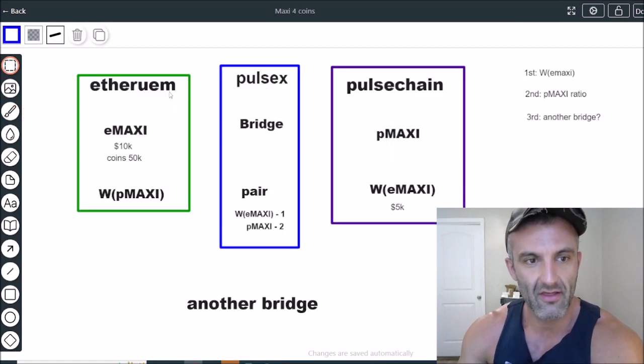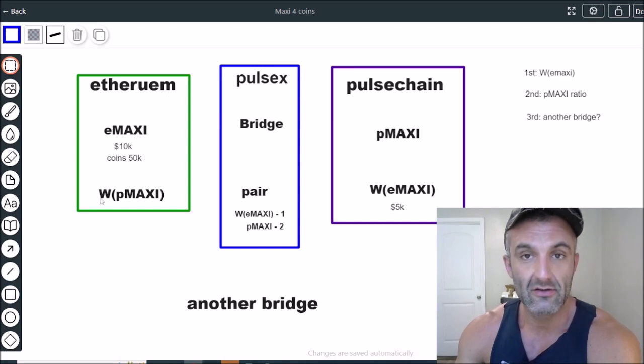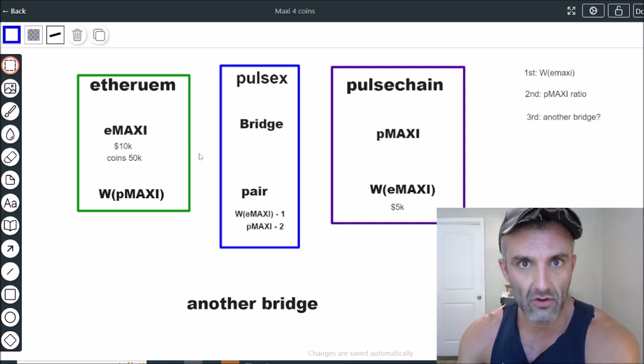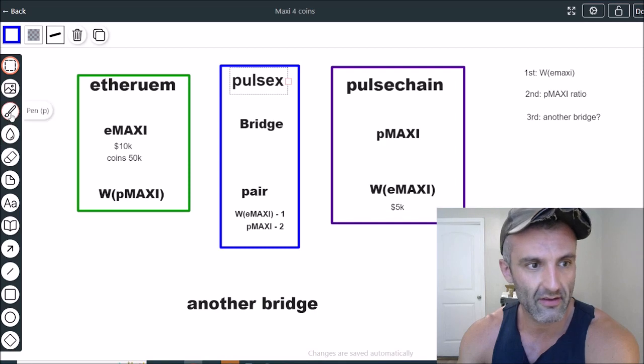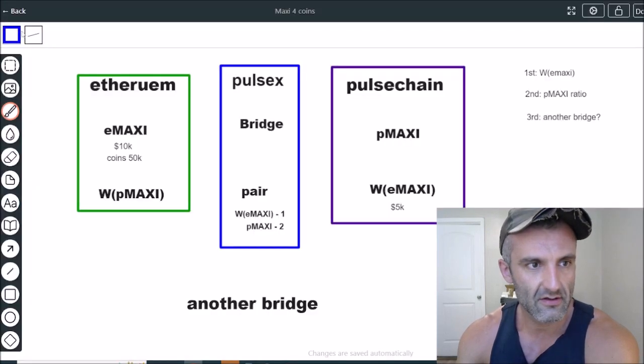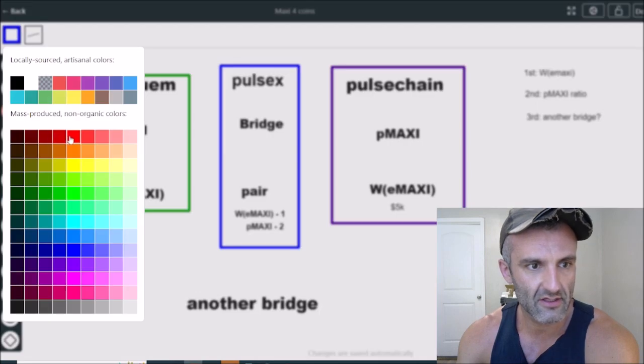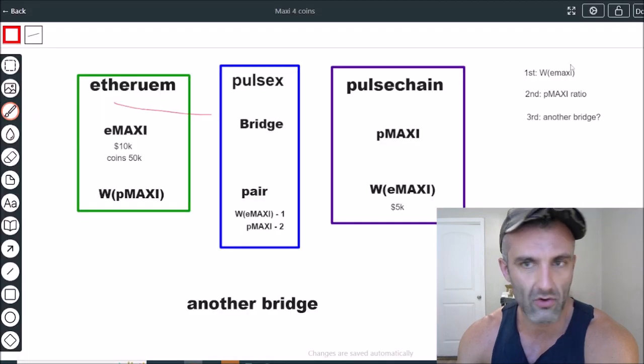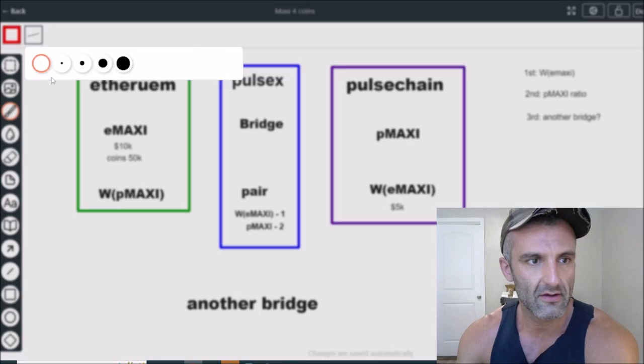Okay. On Ethereum, we have eMaxi and wrapped pMaxi. On Pulsechain, we have pMaxi and wrapped eMaxi. In the middle is PulseX. Right? Whoa, I'm not drawing there. I'm just moving things. Okay, let's do this. Let's grab this and let's use red. Can you guys see that? No, that is far too small. Let's go a little bit bigger.